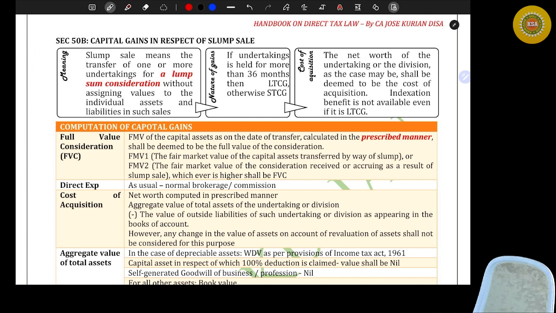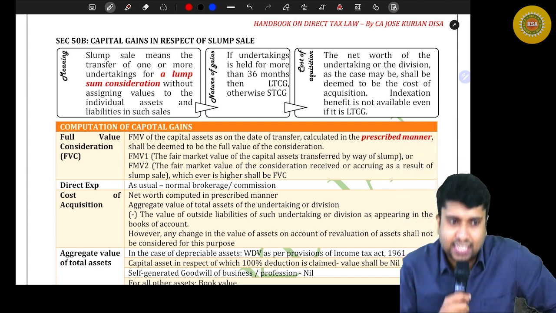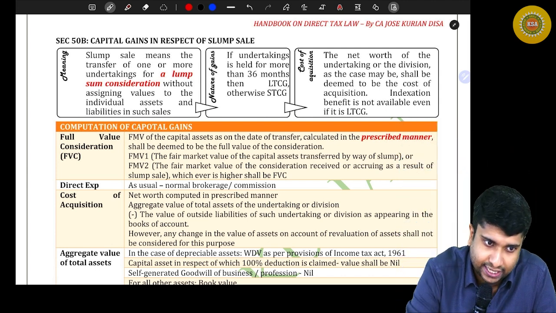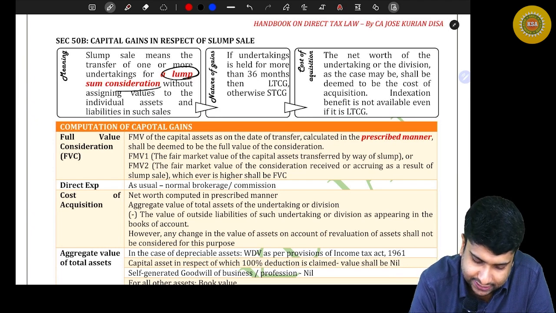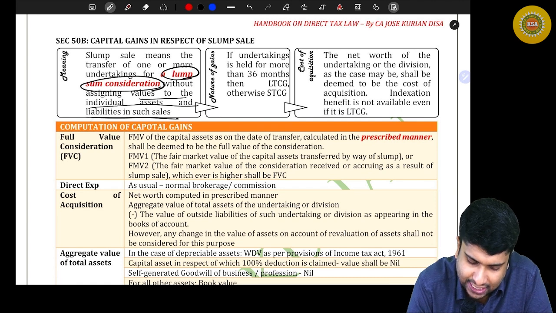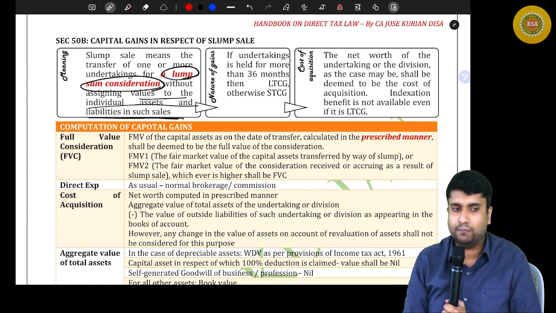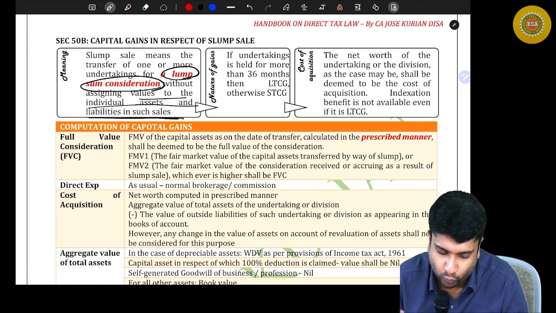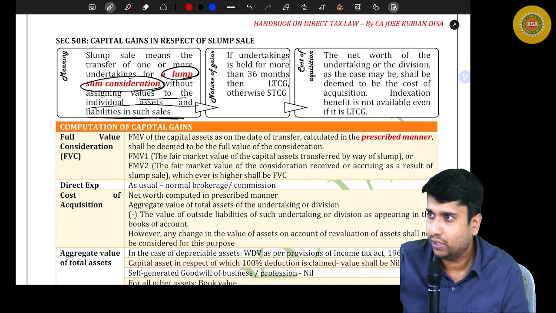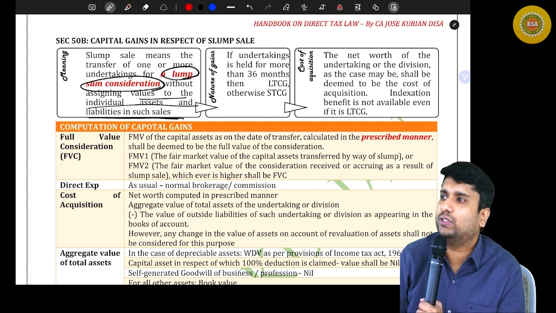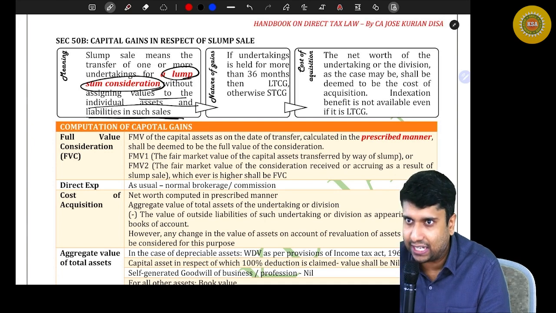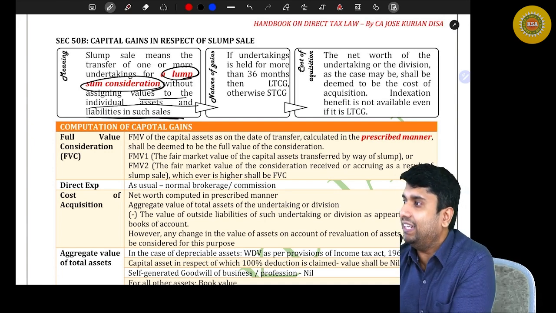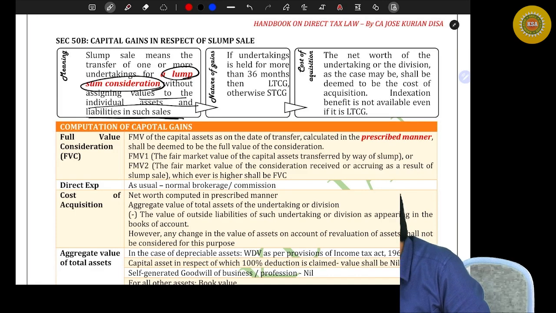Capital gain in respect of slump sale. So what is slump sale? Can you read the first definition, the meaning? Slump sale means the transfer of one or more undertakings for a lump sum consideration without assigning values to the individual assets and liabilities in such sales. Very simple. Slump sale means you are transferring one or more units in a go, without assigning values to the individual assets and liabilities. That sale is said to be a slump sale. Are you with me?